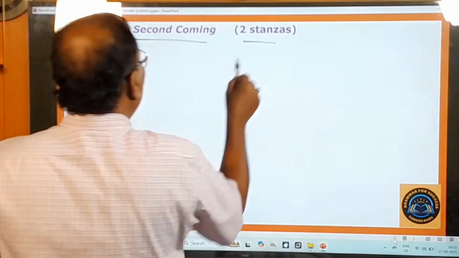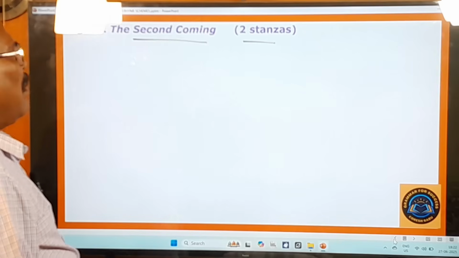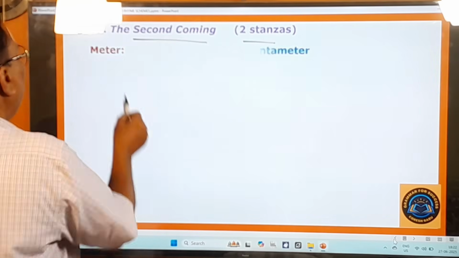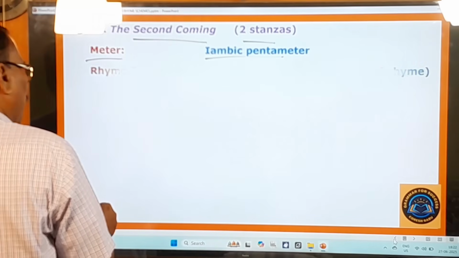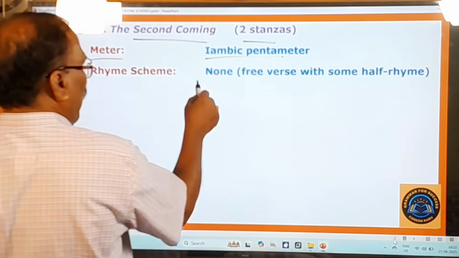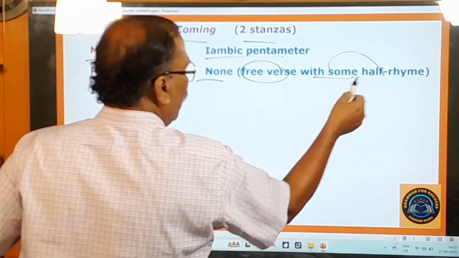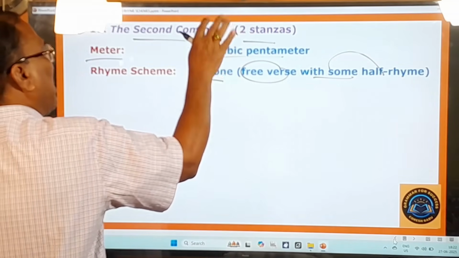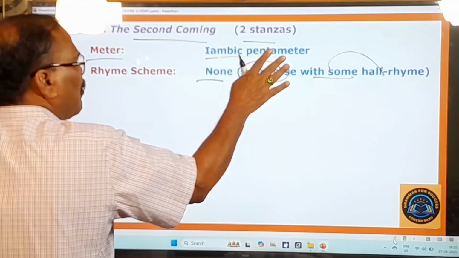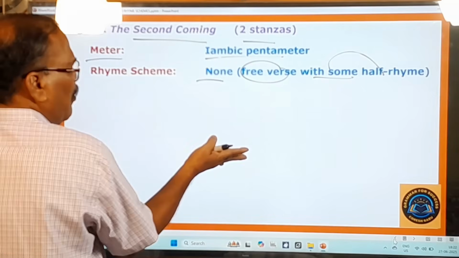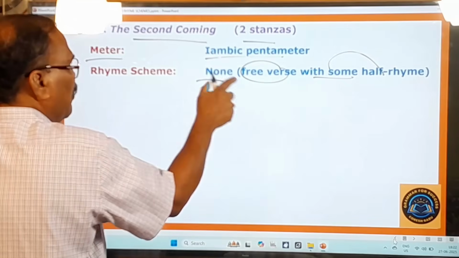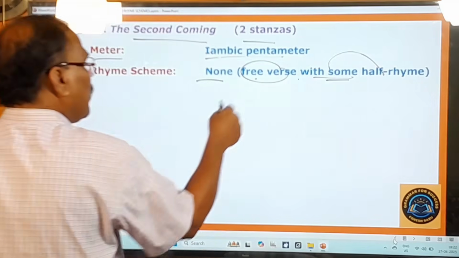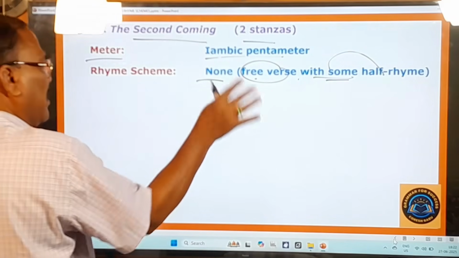In this poem, The Second Coming, there are two stanzas. And the meter followed in this poem is iambic pentameter. The rhyme scheme followed is none. Free verse with some half rhyme. Though it looks like blank verse, in blank verse meter is followed but rhyme scheme is not followed. So here, blank verse and free verse are both mixed in this poem.